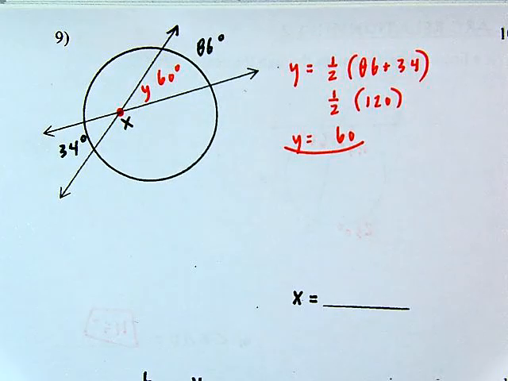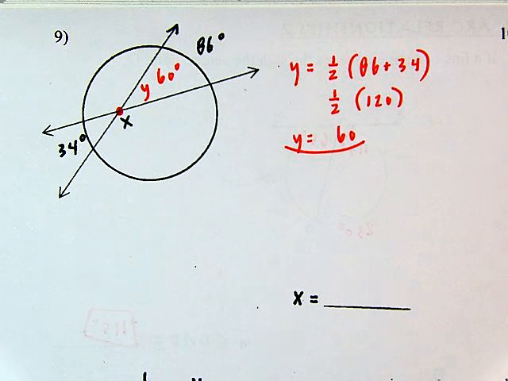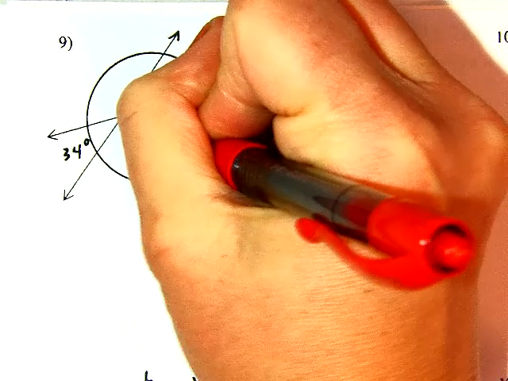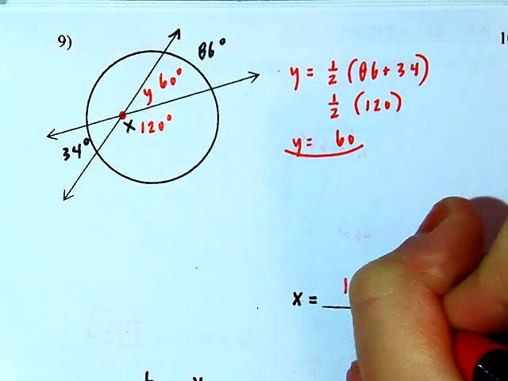So once I get to Y, well then it's easy to get to X because X is the supplement of Y. They form a linear pair. So X has to be 120 degrees right here.